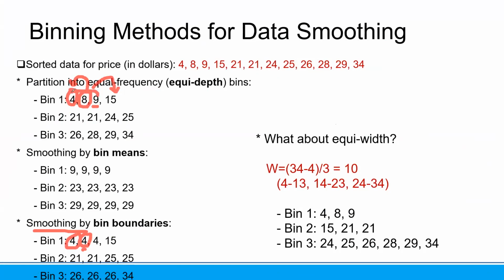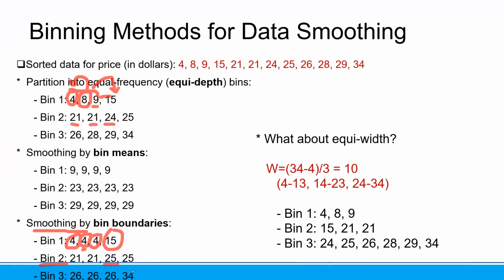What about 9? Is 9 closest to 4 or closest to 15? It is closest to 4. So we put 4. 15 is the maximum, so we put the maximum. What about bin number 2? 21, okay, and 21, okay, because those two are the minimum. And 24 is closest to 25, so we set the smoothed value to the maximum, which is 25.